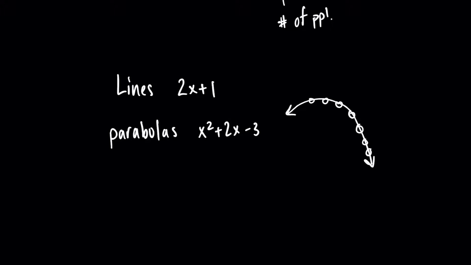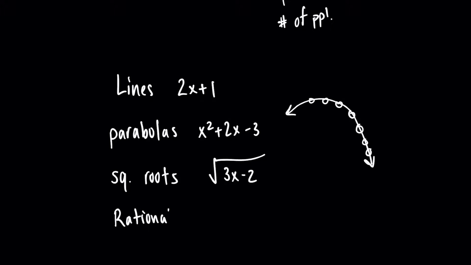We're also going to talk about square roots, like the square root of 3x minus 2. We're going to talk about rational functions this year. So 2x over x plus 1, stuff like that. And those are kind of weird.